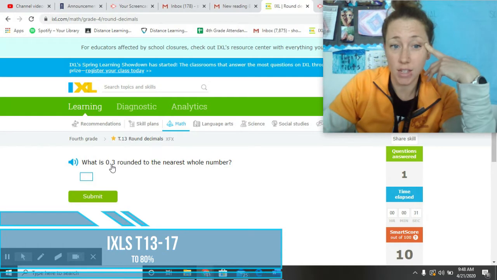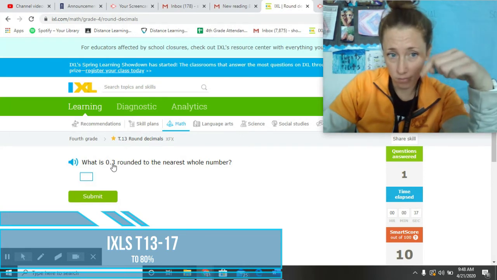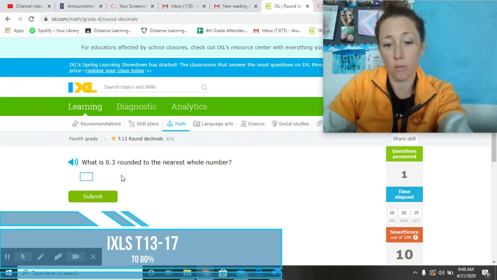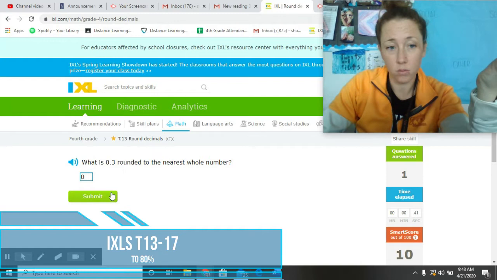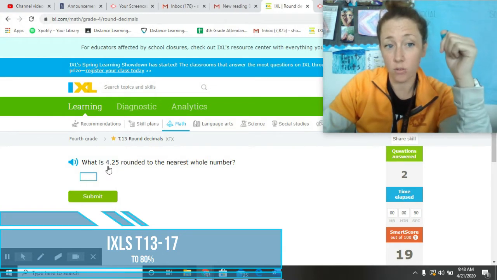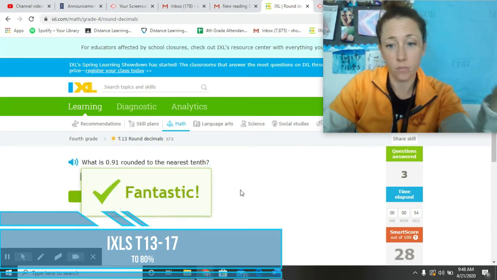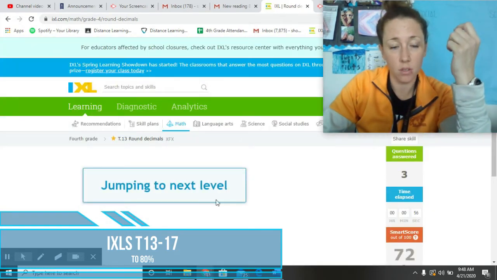What is 3/10 rounded to the nearest whole number? So here's my whole number spot. With a 3, am I going to round up or down? Down, right? So if I'm rounding to the whole number, it's just 0. To the nearest whole number again. So I'm going to look at my 2. The 2 I'm going to round down, so this will be changed to a 4. Let's skip a level.